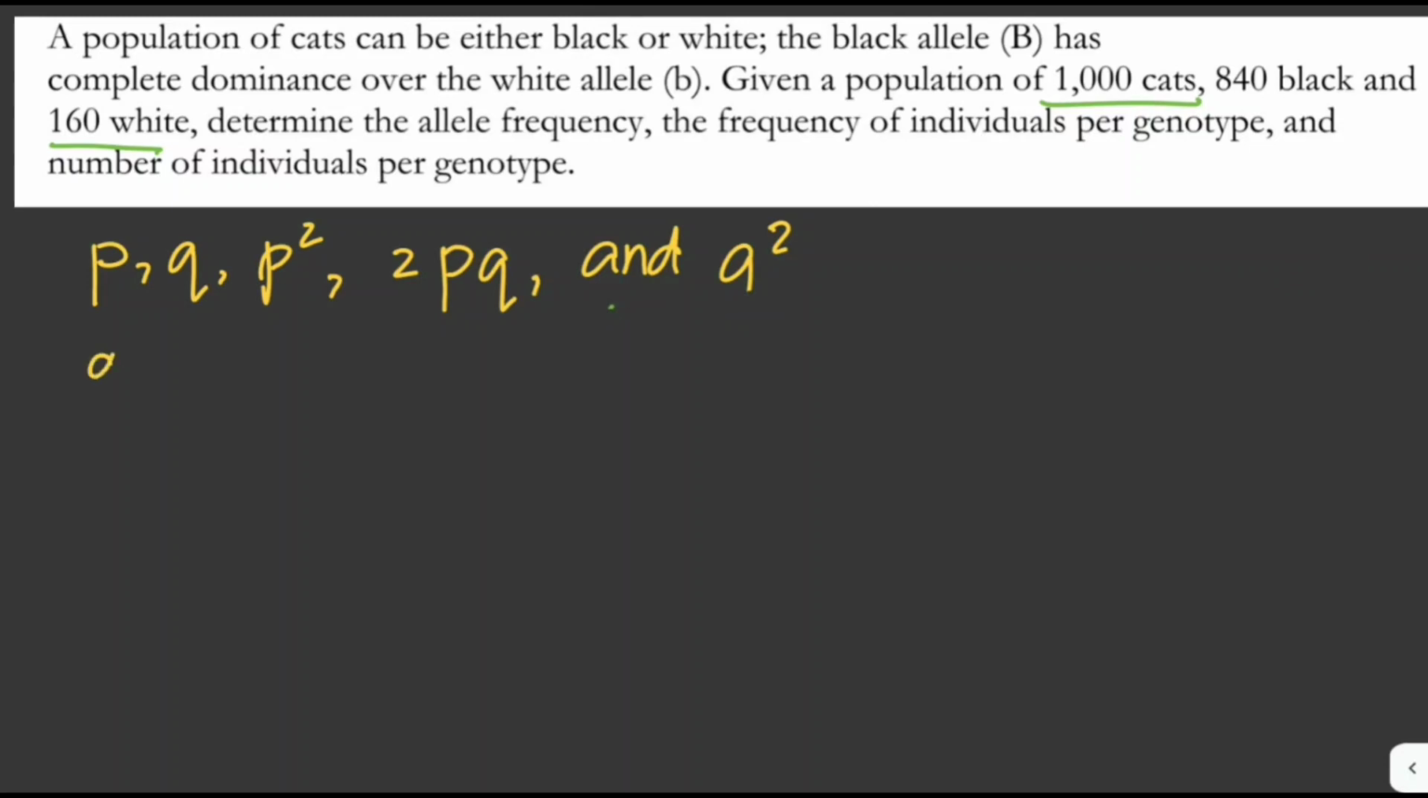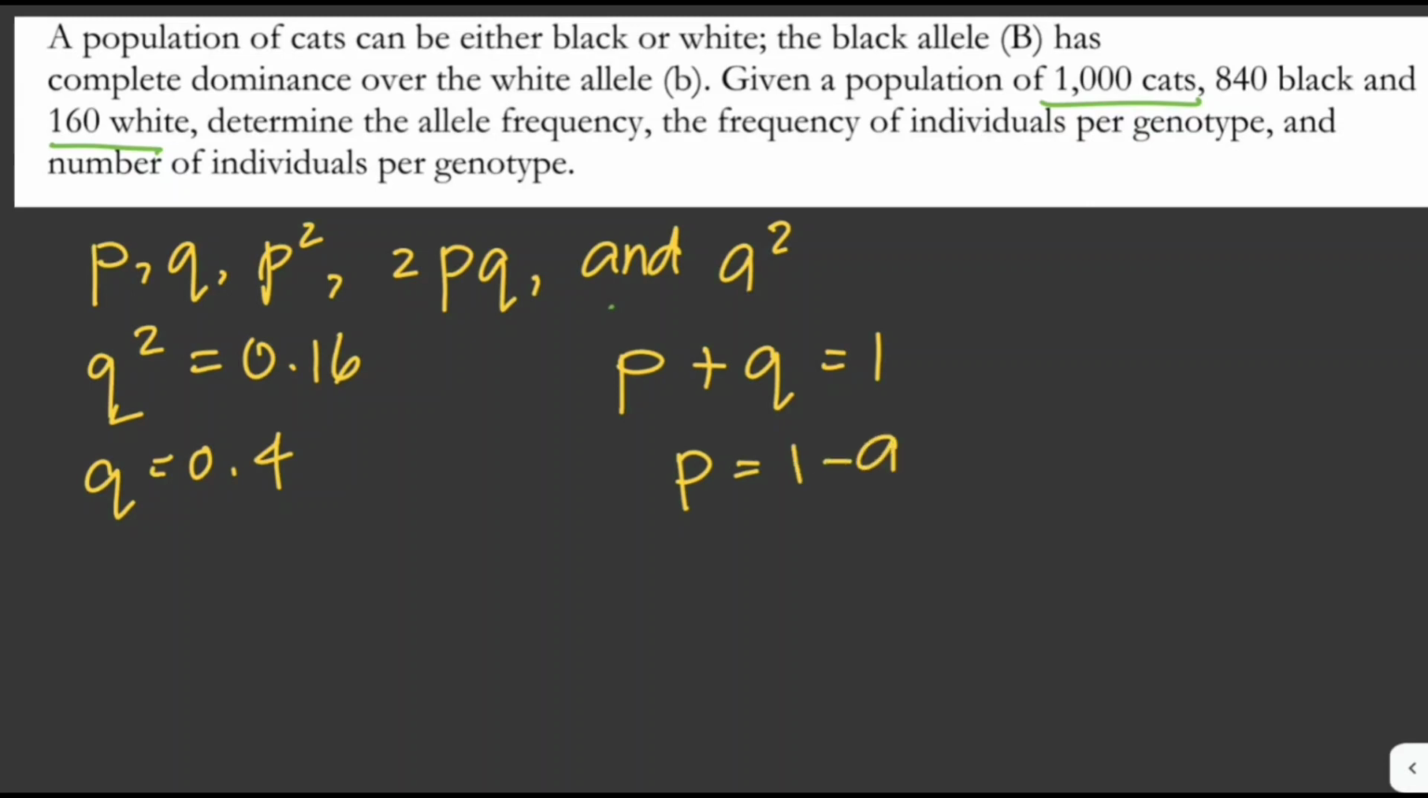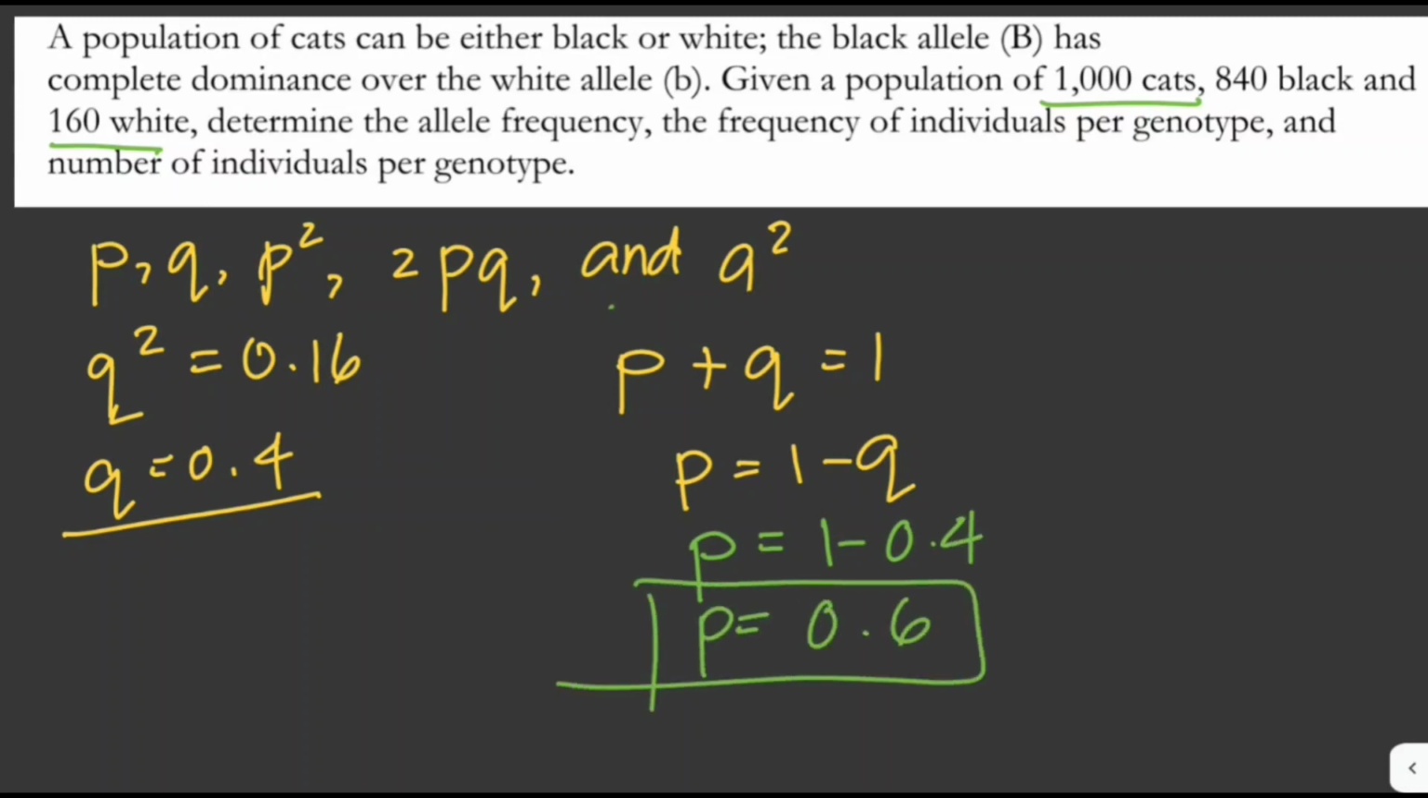So the value for our q squared is 0.16, and then our q is 0.4. Now to solve for the value of p, we just have to use the Hardy-Weinberg equation, which is p plus q equals 1. Therefore, p here is just 1 minus q, and then we plug in the value of q that we got here, which is equal to 0.4. So p is just 1 minus 0.4, therefore p is equal to 0.6. And now we have the values of p and q.